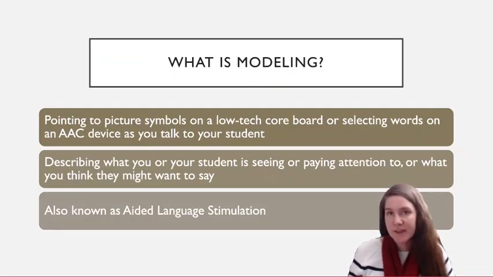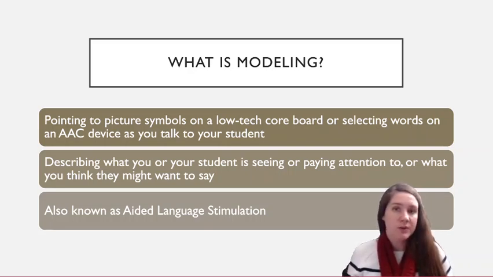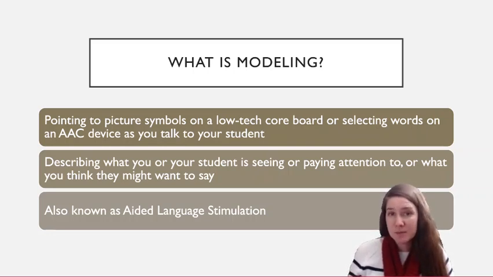In the context of AAC, modeling refers to showing or teaching our students how to use their AAC system to communicate. This involves pointing to the picture symbols on a low-tech AAC system or selecting words on an AAC device as you talk to your student. While modeling, it's important to keep in mind what your student is interested in, what they're seeing or paying attention to, and model what you think they might want to say. Another term for modeling is aided language stimulation.